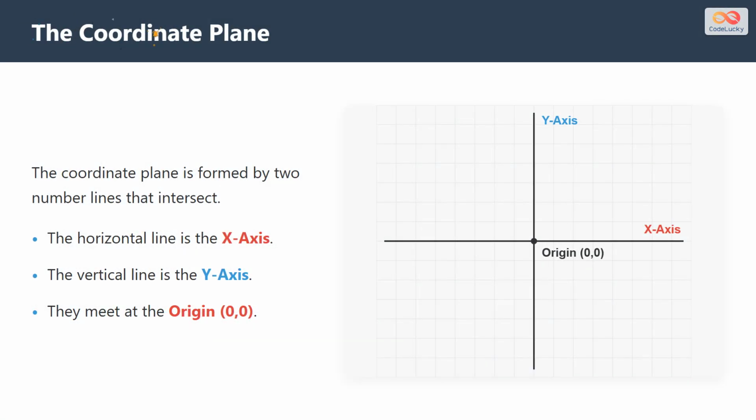First, let's understand the map we are using. The coordinate plane is built from two number lines that cross each other. The horizontal line is called the x-axis. The vertical line is called the y-axis. The exact point where they cross is called the origin.